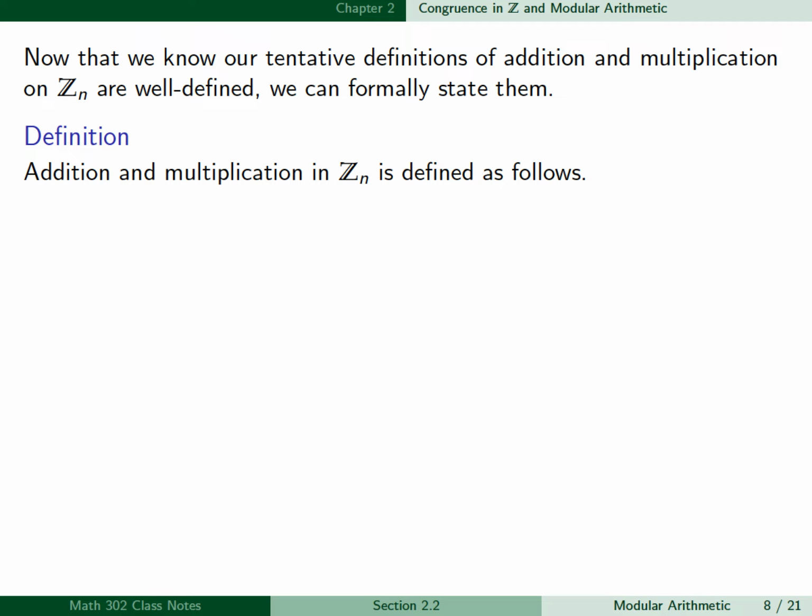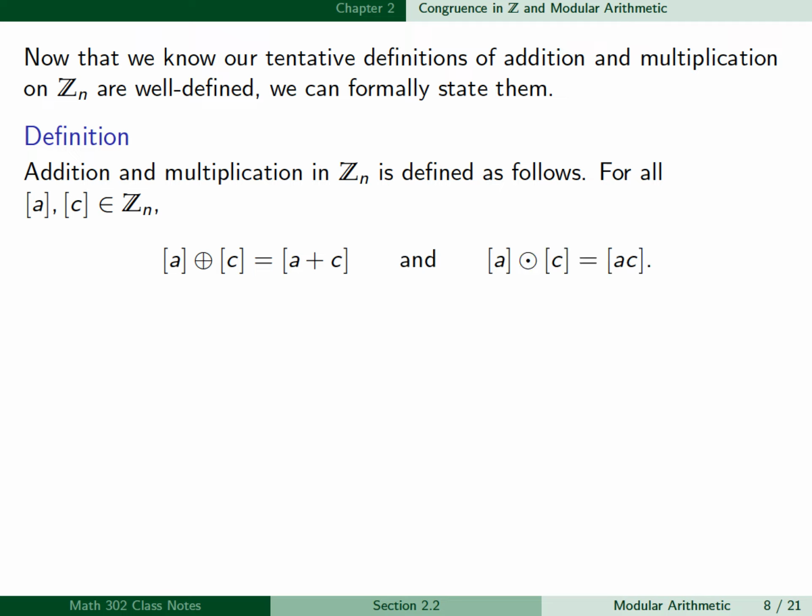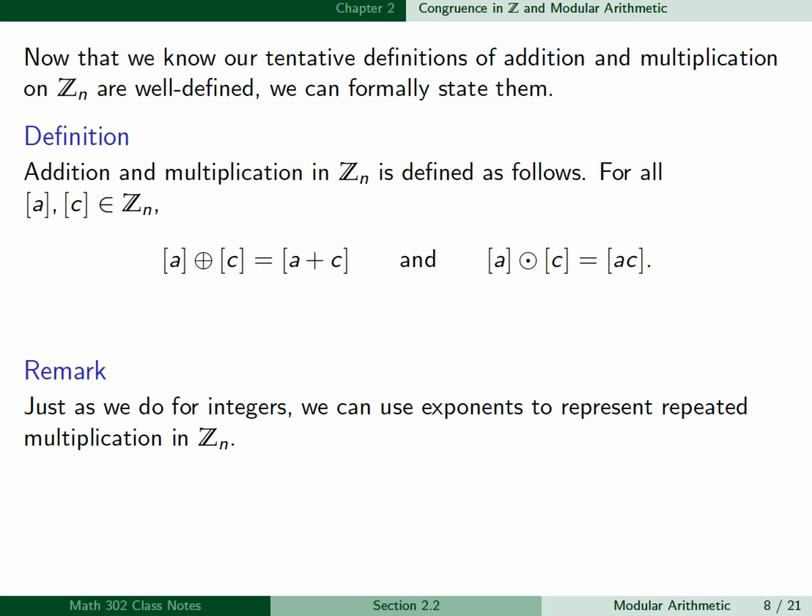So addition and multiplication in Z sub n is defined as follows. For all class of a, class of c in Z sub n, the class of a plus the class of c is equal to the class of a plus c, and the class of a times the class of c is equal to the class of a times c. Now, just as we do for integers, we can use exponents to represent repeated multiplication in Z sub n. So the class of a raised to the nth power will be the class of a multiplied times itself n times.